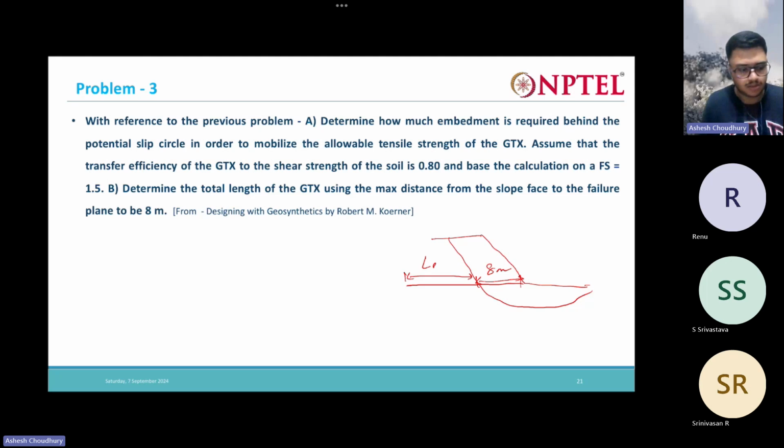Right. So just equate your frictional resistance to the resistance that develops at the top and bottom surfaces with the strength of the geotextile. Simple.